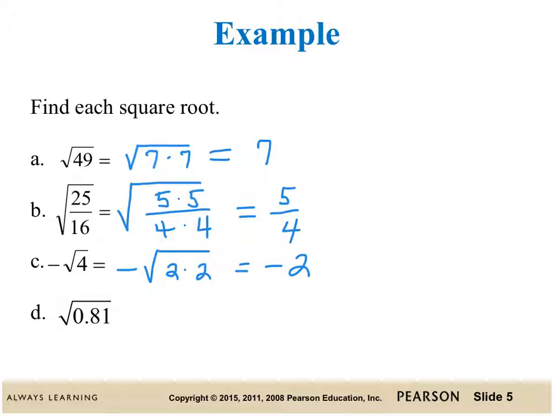Now this next one is a little bit tougher to figure out in your head, but take into account that we have 2 decimal places, which means we must have multiplied a 1 decimal place number times a 1 decimal place number. Since 9 times 9 is 81, 0.9 times 0.9 would have given us 0.81, and therefore the square root of 0.81 is 0.9.